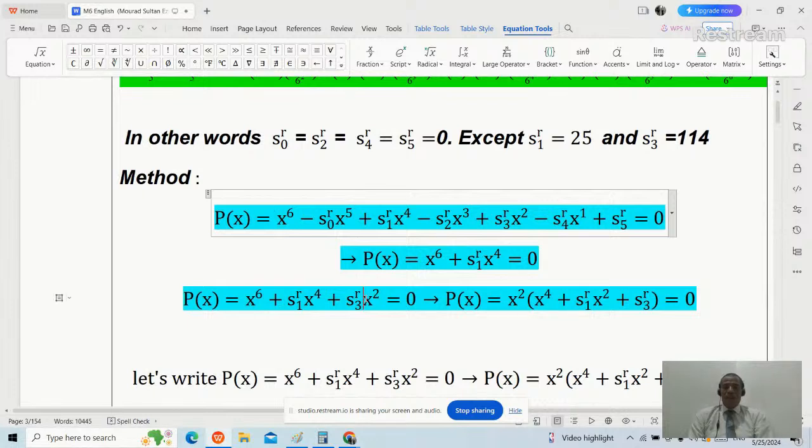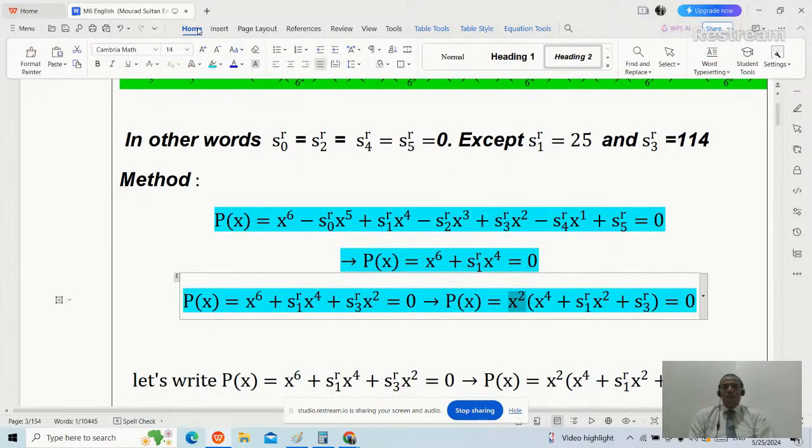You can see that x² is a common factor. I put here x² as a common factor, and I will put it outside the brackets so that I can simplify after, times x⁴ plus s1 x² plus s3. If you are going to expand, you will get this one: x² times x⁴ is x⁶, then x² times s1 x² is s1 x⁴, then x² times s3 is s3 x².